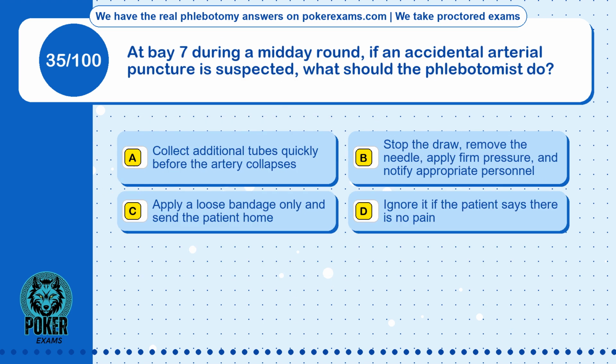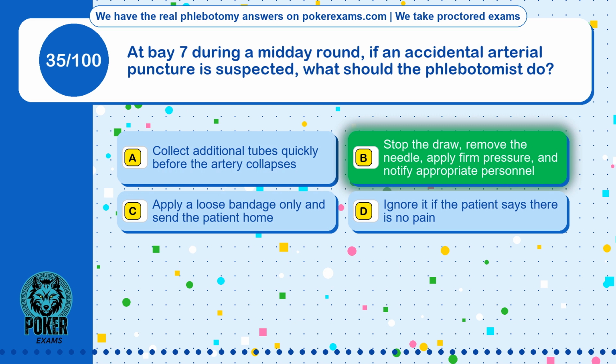Question 35. At Bay 7 during a midday round, if an accidental arterial puncture is suspected, what should the phlebotomist do? Option A. Collect additional tubes quickly before the artery collapses. Option B. Stop the draw, remove the needle, apply firm pressure, and notify appropriate personnel. Option C. Apply a loose bandage only and send the patient home. Option D. Ignore it if the patient says there is no pain.